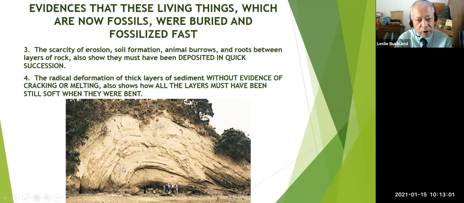If these were gradually formed, and this was the result, let us say, of earth movements like an earthquake, you would have cracks. Or if this was a volcano in the building, in the emerging of it, in its construction from the ground upwards, then you would have sign of melting. But there is neither cracking in the rock nor melting of the rock. There is no evidence of that. So all the layers must have been still soft when they were bent. Again, evidence of a massive flooding that took place.